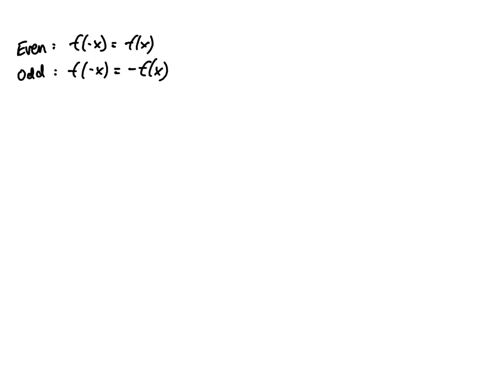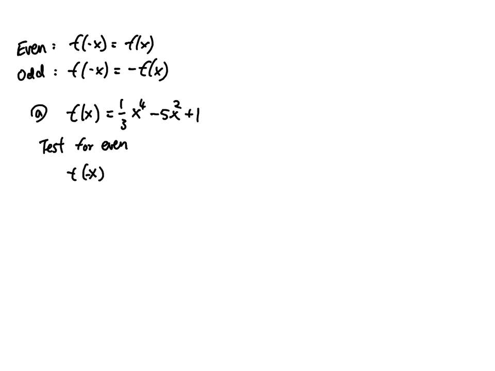First things first, for part A, f of x equals 1/3 x to the 4th minus 5x squared plus 1. I am going to test for even first. So let's go and test even, which means I need to replace the x with a negative x. If you do that, all the x's become a negative x.